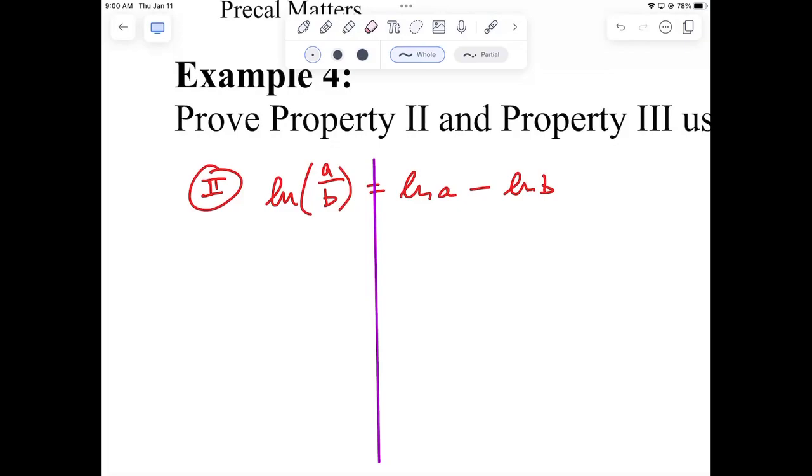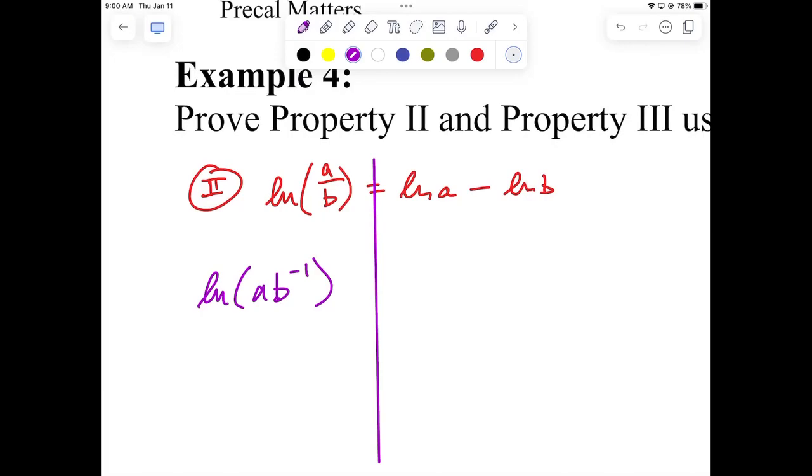Now, the goal here is to prove that it's true, but I can't use the property itself to prove that the property is true. But I can use the other properties. So here's what we're going to do. We're going to start on the left side because it looks like it has more information. It has a quotient. So I'm going to say that this is the natural log of A times B to the negative first. Would you agree?